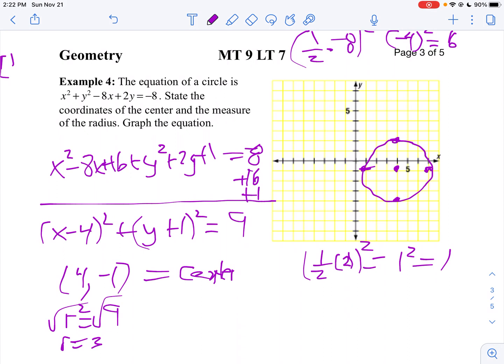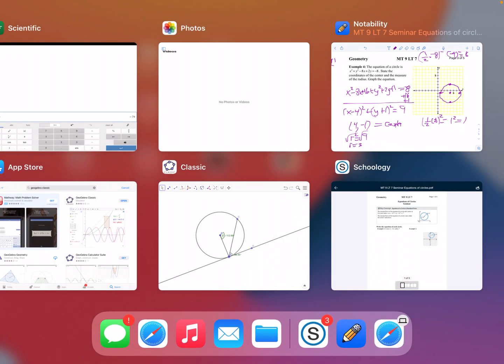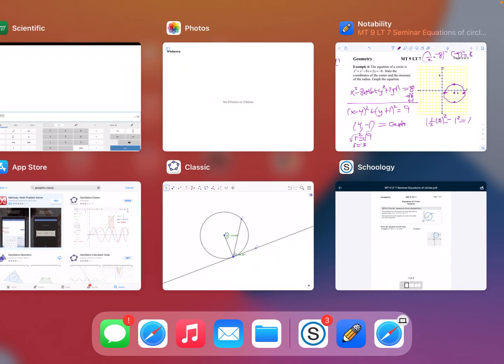Now you can check this with technology. So what we can do is we can go into Desmos and let's see if these are both exactly the same circle when I graph them. So I'm going to go back into Desmos here. I'm going to use my Desmos graphing calculator this time.